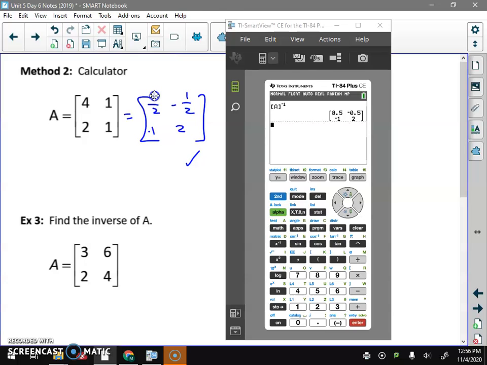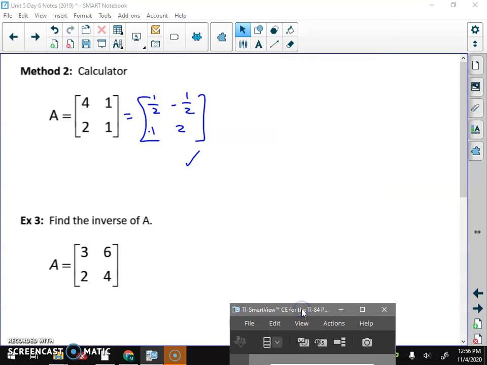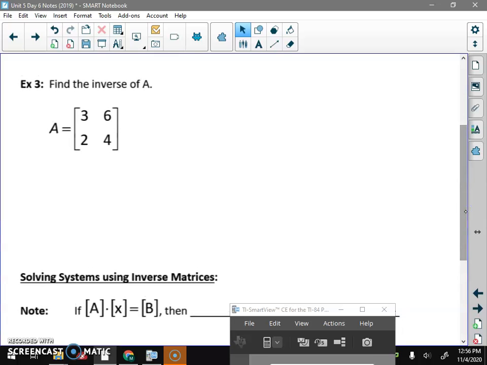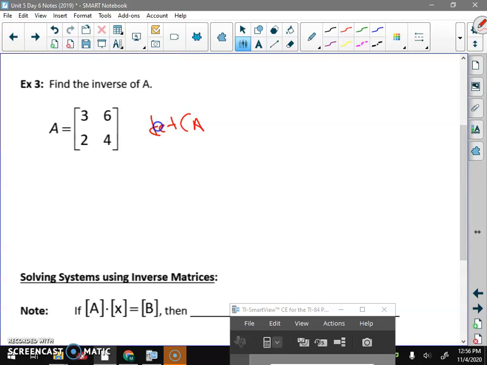All right, let's find the inverse of A here. Let's use the formula method. Step 1, find the determinant of A. The determinant equals 3 times 4 minus 2 times 6. 3 times 4 is 12, minus 2 times 6 is 12. 12 minus 12 is 0. Uh-oh, could that be trouble? A inverse equals 1 over the determinant, 1 over 0. It is trouble.